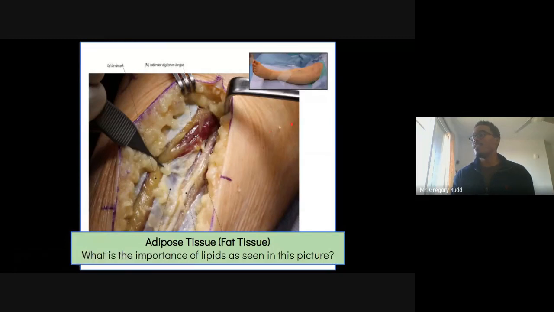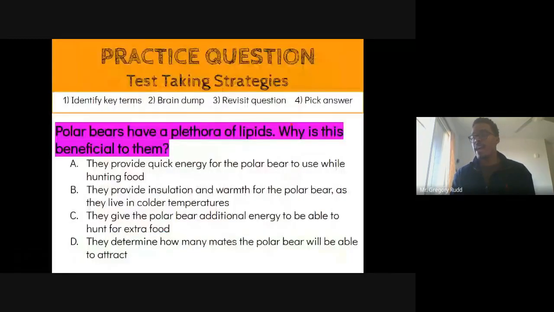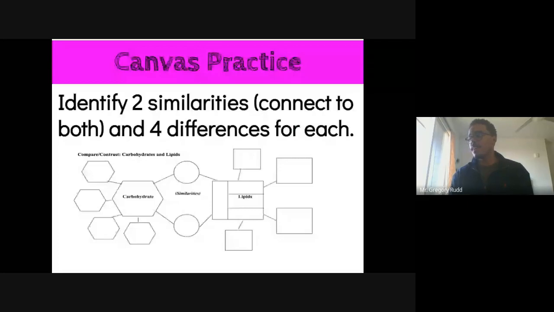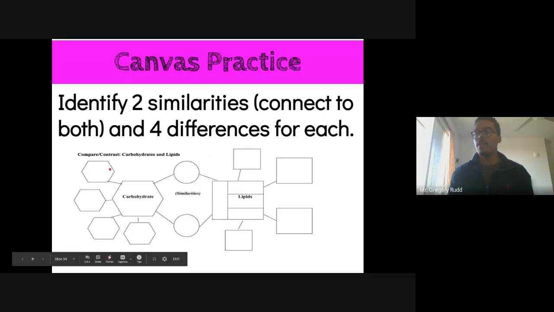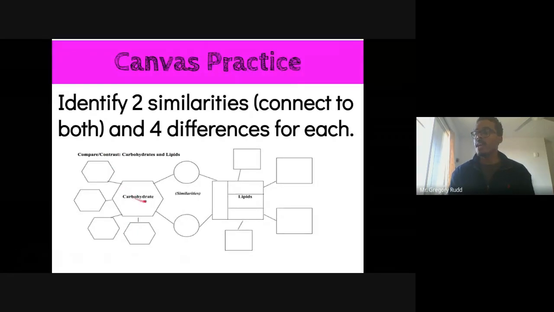I'm skipping that. All right, so we've got 18 minutes left. I think that's going to be ample time to do the asynchronous assignment for the day. It looks a lot like this. What I'm asking you to do is find 4 facts for each of our 2 compounds that we discussed today. 4 facts for carbohydrates and 4 facts for lipids. And then also find 2 similarities that you can put in these circles between them.